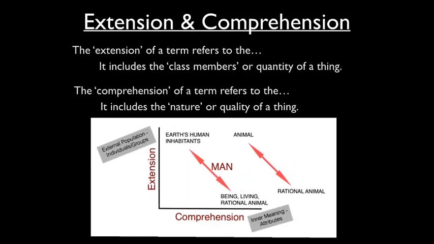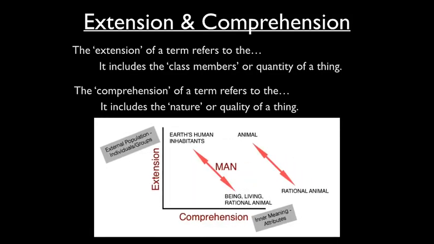Okay, so let me put it on a graph. Now, anytime you put something on a graph, you risk simplifying it to the point where it may not always be true. But I think this is pretty good. If I say that the bottom is comprehension, and the rise is the extension, I put up here that this is the external population. The comprehension is its inner meaning.